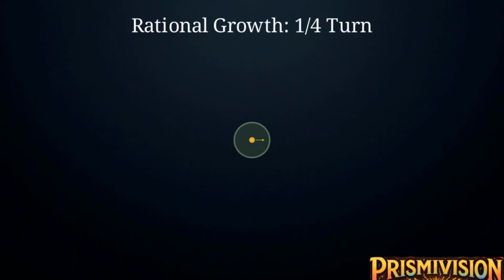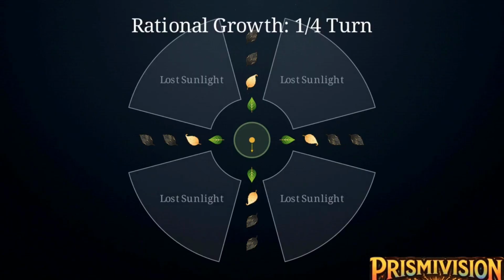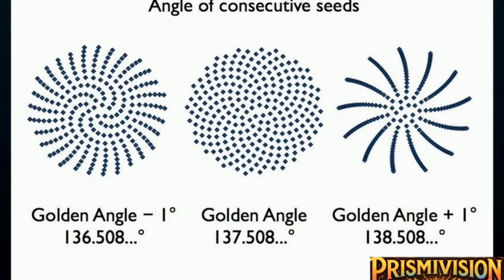If a plant rotates its new growth by a simple fraction of a circle, say exactly 1/4 or 1/3 of a turn, the leaves will quickly stack up in vertical columns. The top leaves catch all the light, and the ones underneath are completely starved. This graphic illustrates the biological solution.